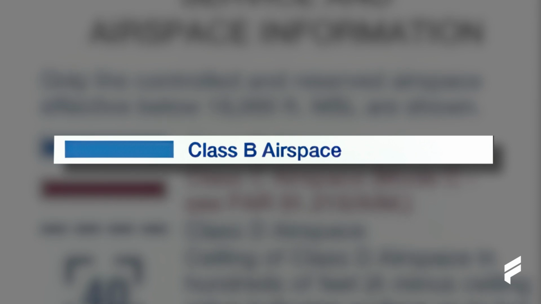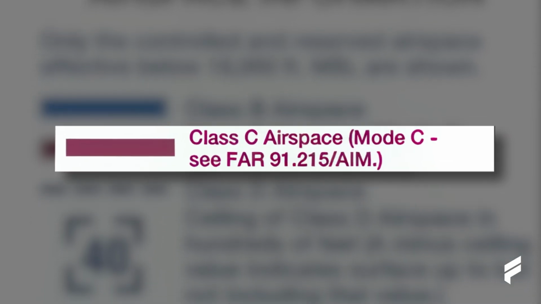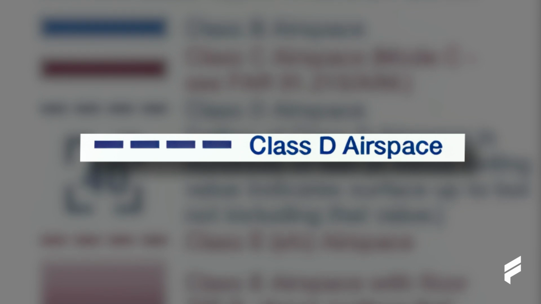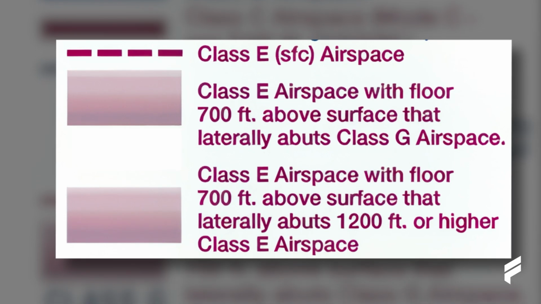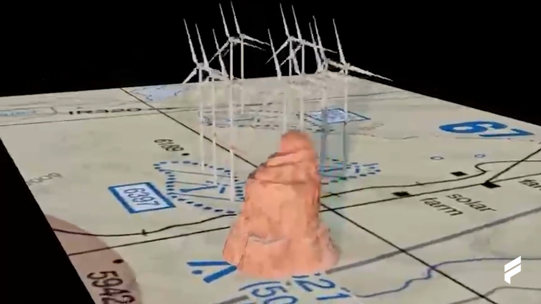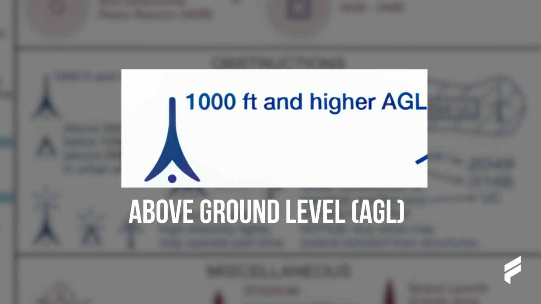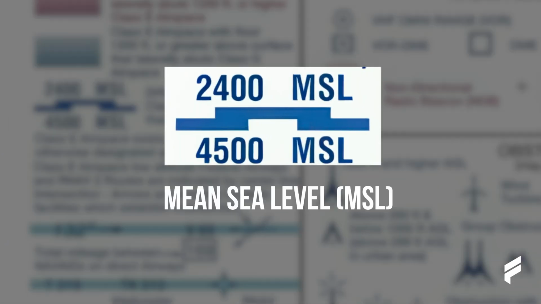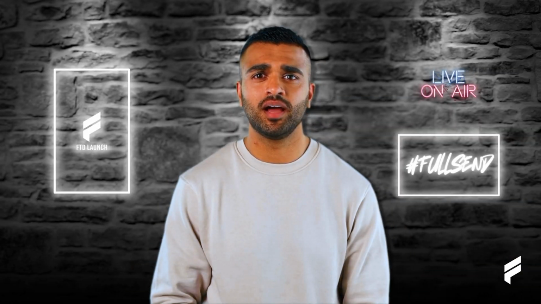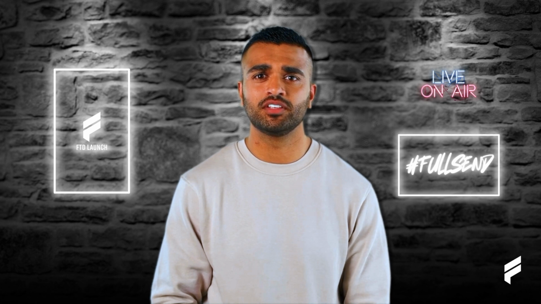Solid blue lines for Class B airspace. Solid magenta lines for Class C airspace. Dashed blue lines for Class D airspace. Dashed or shaded magenta lines for Class E airspace, and in some cases also represented by a blue shaded line. Obstructions, such as towers and antennas, are indicated by symbols with altitude markings in above ground level, AGL, and mean sea level, MSL. Drone pilots can access sectional charts through several resources.